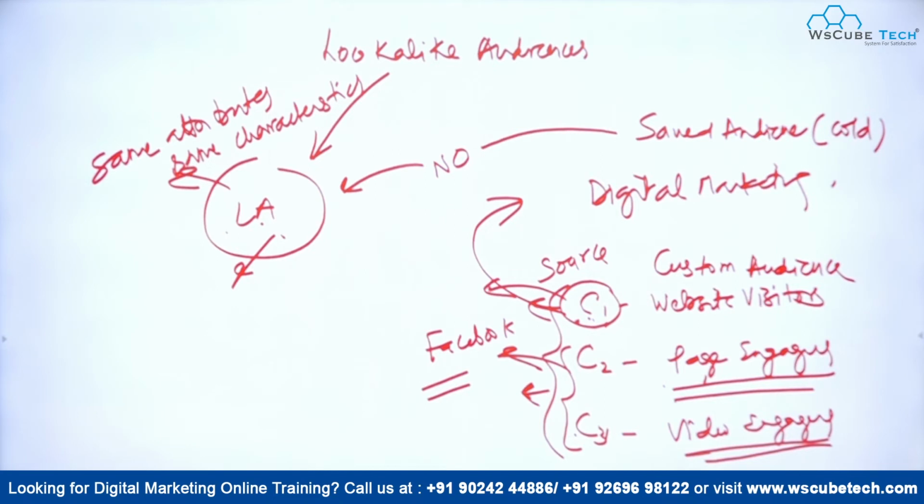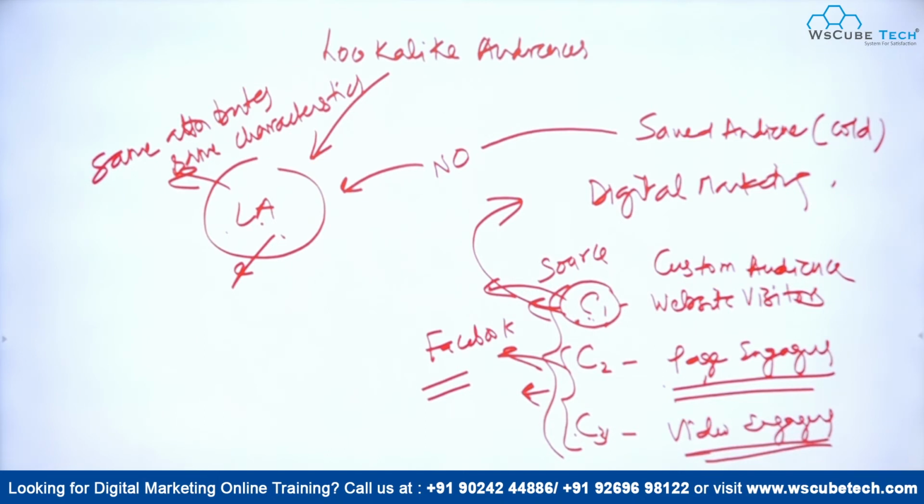Now you know that this custom audience is actually working for you, right? And now you want more people like your custom audience, more people who have characteristics similar to your website visitors. What you can do is create a lookalike audience of your custom audience number 1.